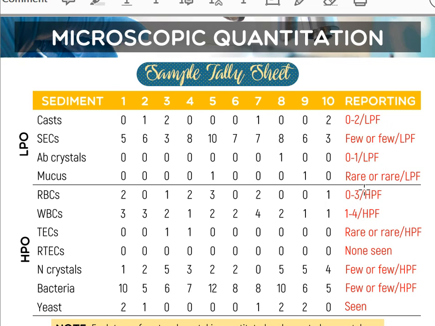Rare, or rare per LPF, depends on the institutional protocol. But if it's yeast, it is reported as seen, and as I said, it can be RF MOMA. So, it depends. Alright? Okay, so that is the sample tally sheet.